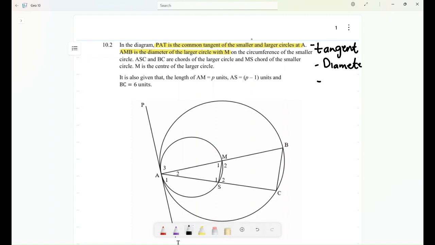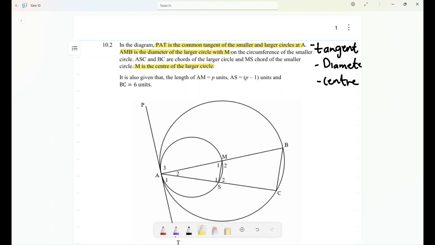Number three, AC and BC are chords of the larger circle, and MS is a chord of the smaller circle. M is the center of the larger circle. M is the center, so all center theorems will apply, from theorem 1, theorem 2, theorem 3, theorem 7, 9. I think it's 9.